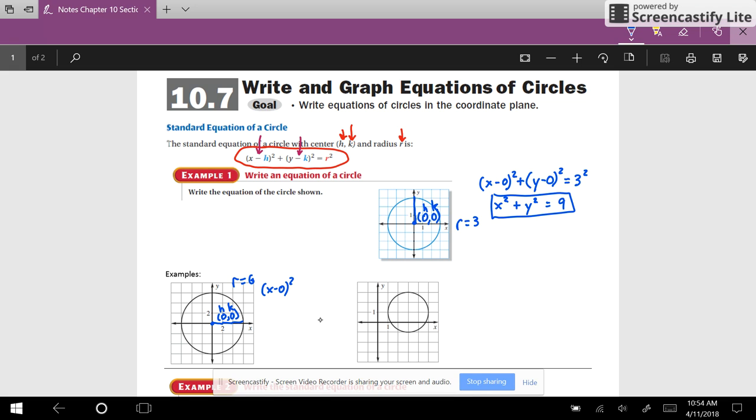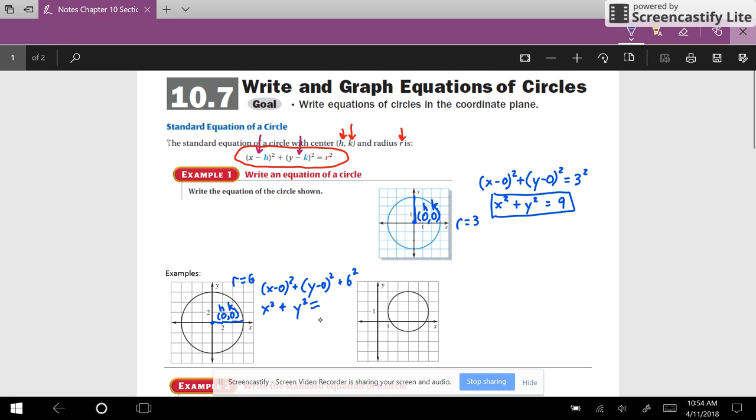x minus 0 squared plus y minus 0 squared equals 6 squared. x minus 0 simplifies to x, so we have x squared. On the y, we can also drop the 0 in the parentheses, so y squared. Oh, I put up above plus 6 squared. That was supposed to be an equal sign, equals 6 squared. So x squared plus y squared equals 36.